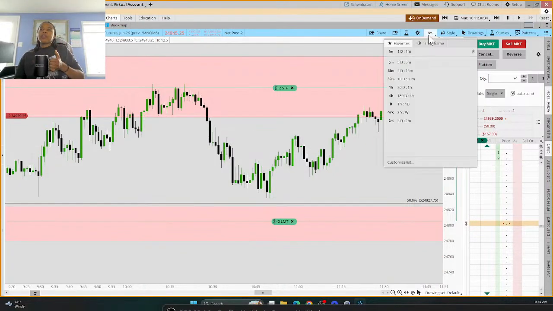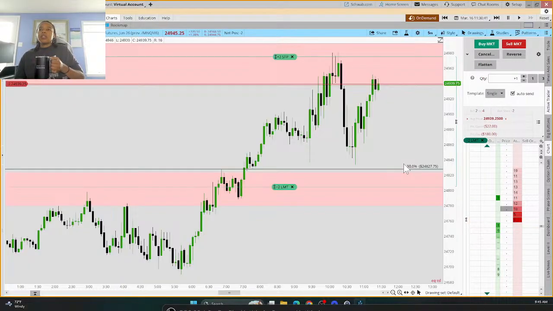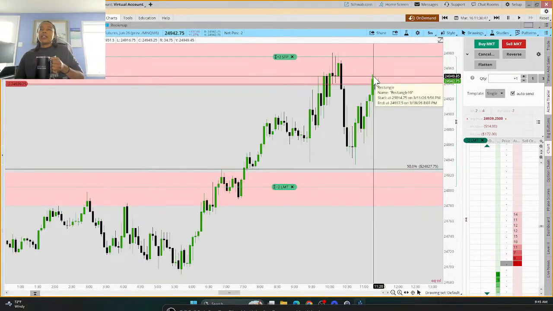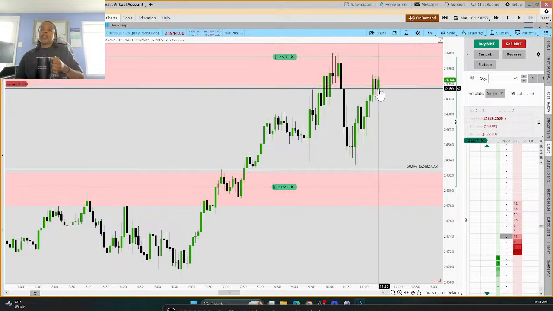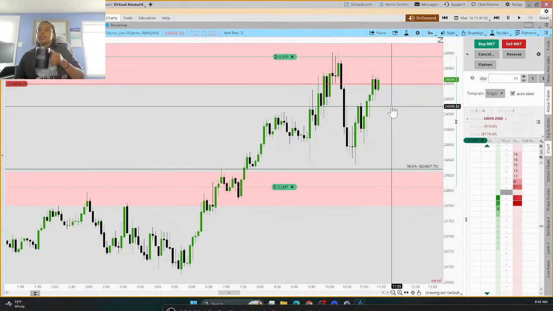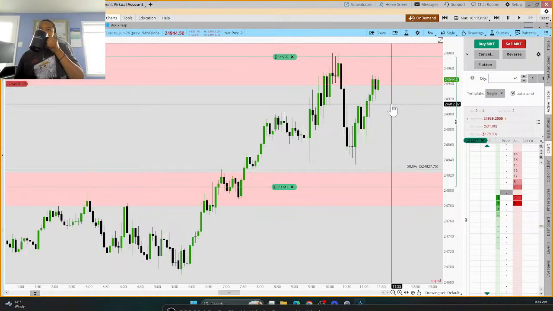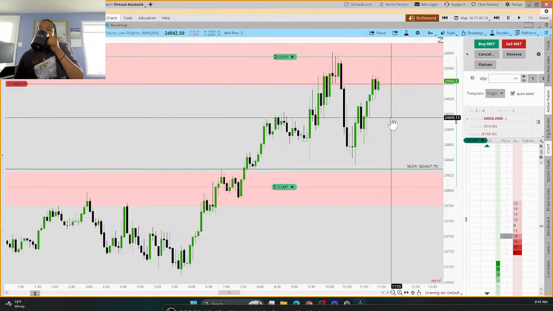But my whole thought process was around the short. I like the tap. I like the down close. So this candle, this 5 minute candle, needs to now turn around.